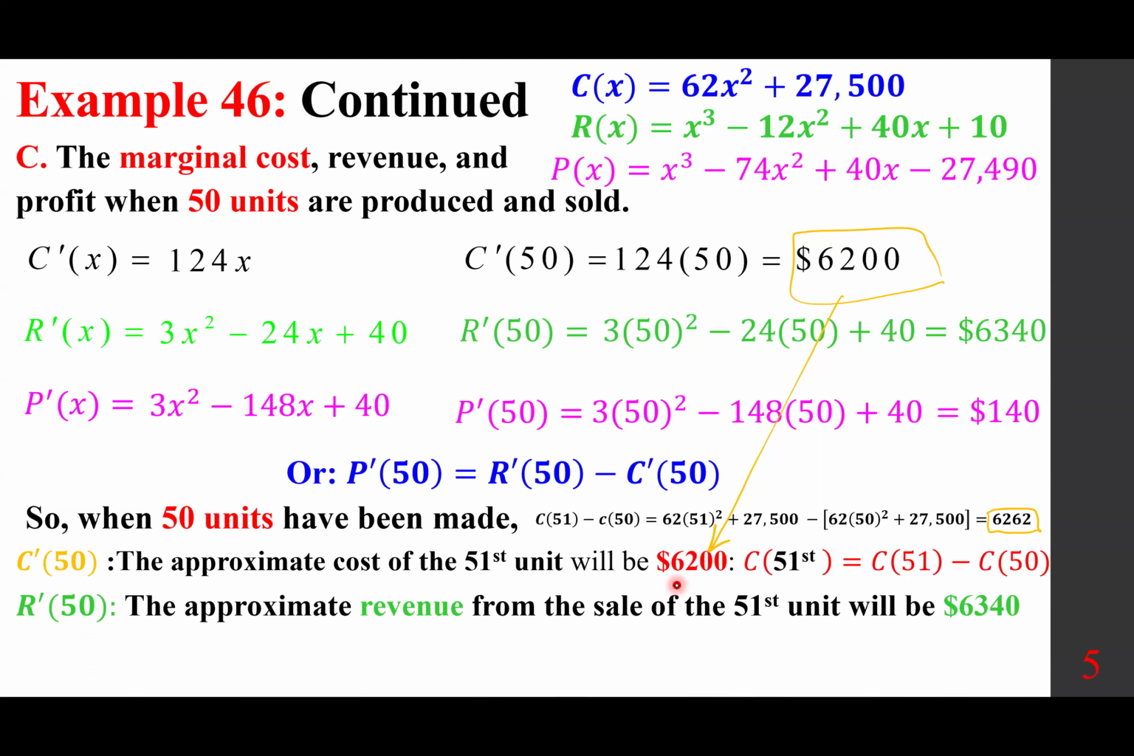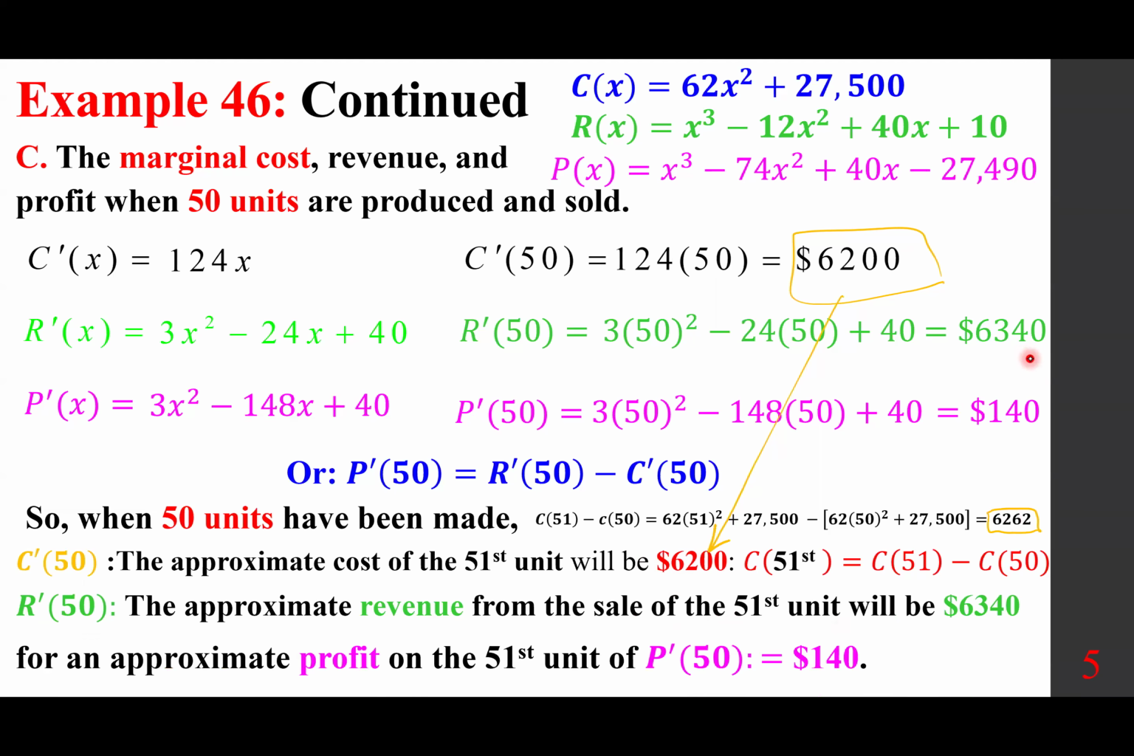Same thing for R prime of 50. The approximate revenue from the sale of the 51st unit will be about $6,340. For an approximate profit of the 51st unit, P prime of 50, which is $140. So that's the importance of the marginal cost, revenue, and profit. If you plug in any number, it shows the value for cost, revenue, or profit of the next unit.